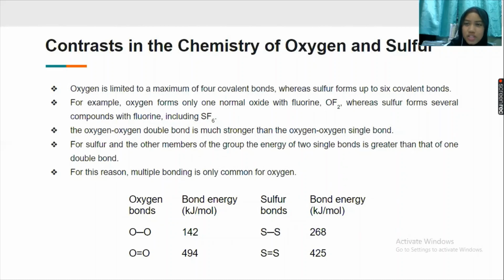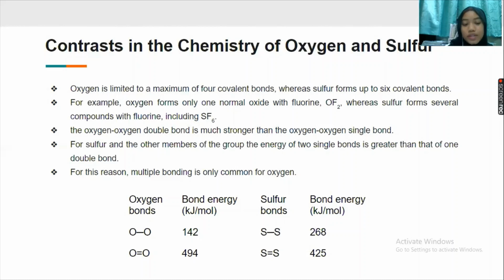Contrast in the chemistry of oxygen and sulfur. Oxygen is limited to a maximum of 4 covalent bonds, whereas sulfur forms up to 6 covalent bonds. For example, oxygen forms only one normal fluoride, OF2, whereas sulfur forms several compounds with fluorine, including SF6. The oxygen-oxygen double bond is much stronger than the oxygen-oxygen single bond. For sulfur and the other members of the group, the energy of 2 single bonds is greater than that of 1 double bond. For this reason, multiple bonding is only common for oxygen.